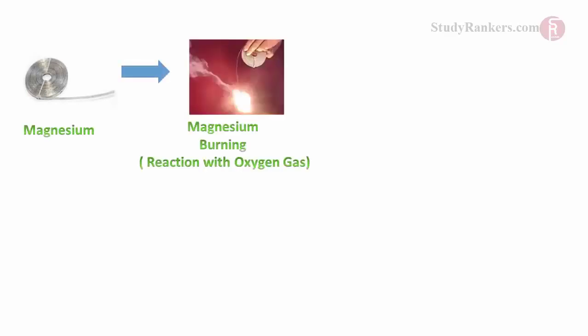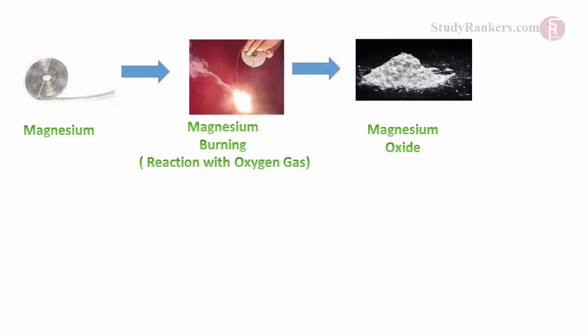Now we will understand how to write a chemical equation of a chemical reaction. Here is a chemical reaction taking place. Magnesium is burning in presence of oxygen and gives a white powder named magnesium oxide. Let's understand how to write a proper chemical equation for this process.